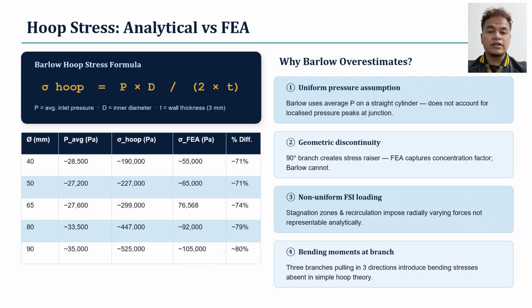It is because the analytical formula assumes a uniform pressure on a perfect straight cylinder. It cannot see the localized stagnation zone we identified in our CFD, nor can it account for the geometric discontinuity of the 90-degree branch, which introduces complex bending moment. This comparison highlights a vital engineering takeaway: Barlow is useful for straight sections. High fidelity FSI FEA is not negotiable for designing complex junctions where flow dynamics dictate the load.